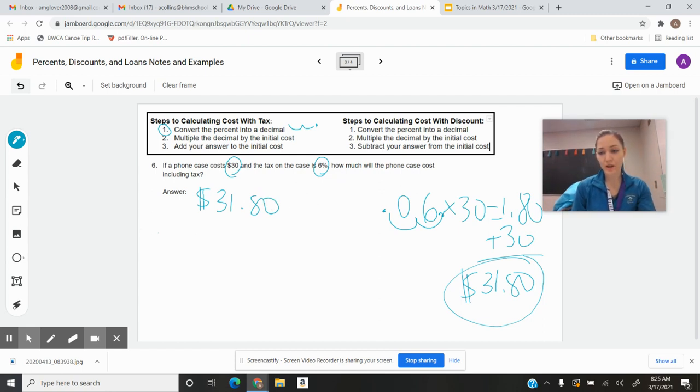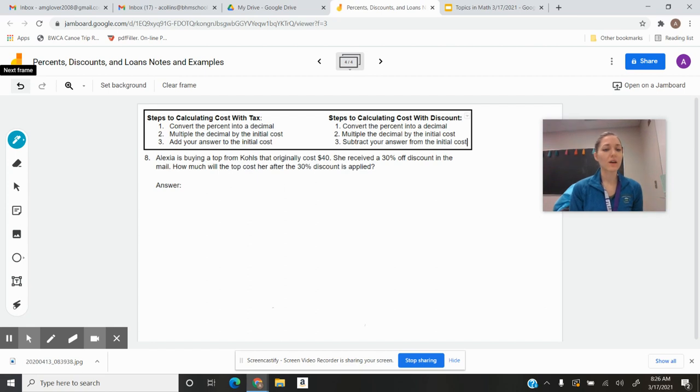Okay, so when you're calculating the cost with tax, you're going to figure out the decimal point, multiply the decimal point by the initial cost, add that to your initial cost, and then you have the total cost, including sales tax. All right, this will help you with number 8. Number 8 says, Alexia is buying a top from Kohl's that originally cost $40. She received a 30% off discount in the mail. How much will the top cost her after the 30% discount is applied?